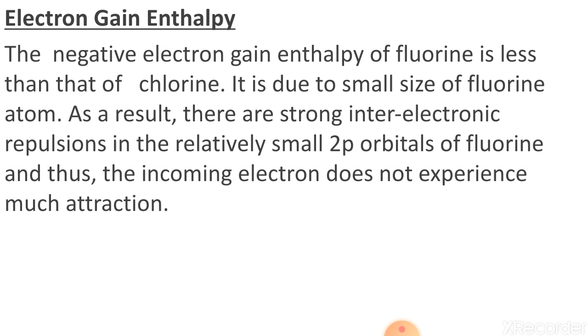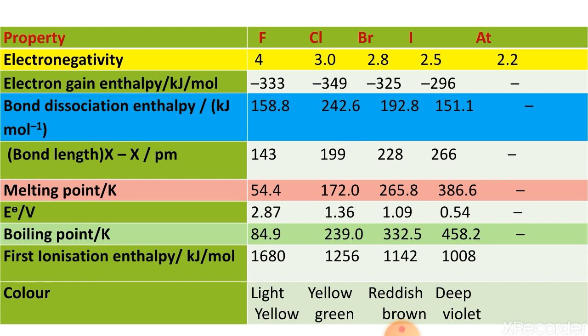Now dear students, one more point you have to note down: the negative electron gain enthalpy of fluorine is less than that of chlorine. But this should not happen. But here it happens. This is due to the small size of the fluorine atom. As a result, there is strong interelectronic repulsion in the relatively small 2p orbitals of fluorine, and thus the incoming electron does not experience much attraction, and hence in the whole periodic table chlorine has the maximum negative electron gain enthalpy value.